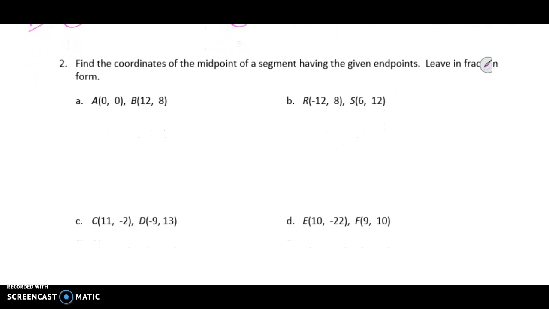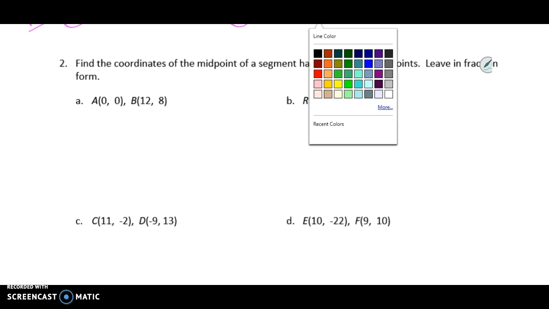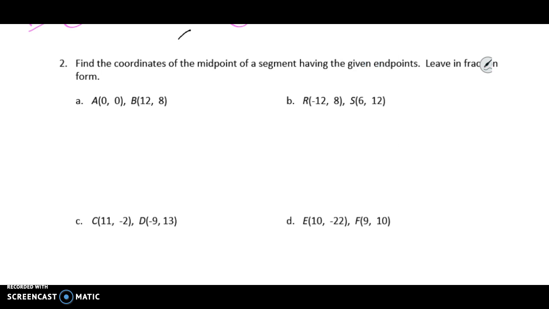So 2, we're practicing finding the coordinates of the midpoint. And it's telling you to leave it in fraction form. It's okay to do it as decimal. On a test, you got to do it as it's described, but it's okay here to leave it as a decimal. Okay, so remember our midpoint formula said to average our x's and then to average our y's.